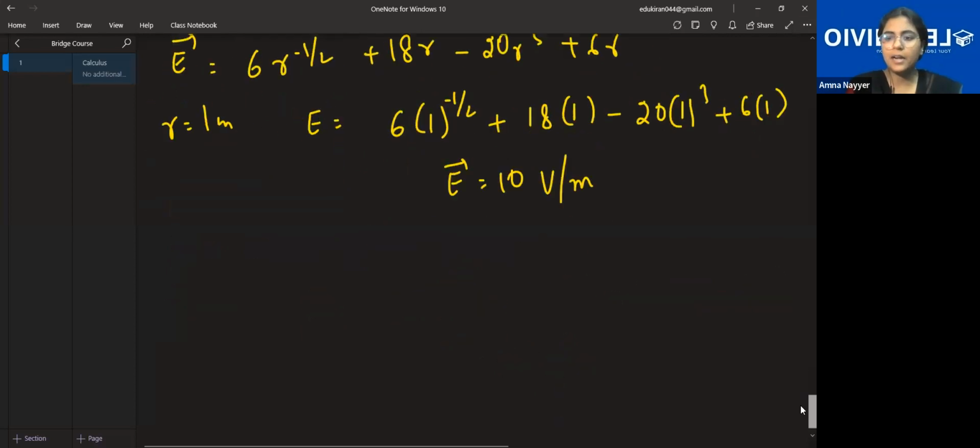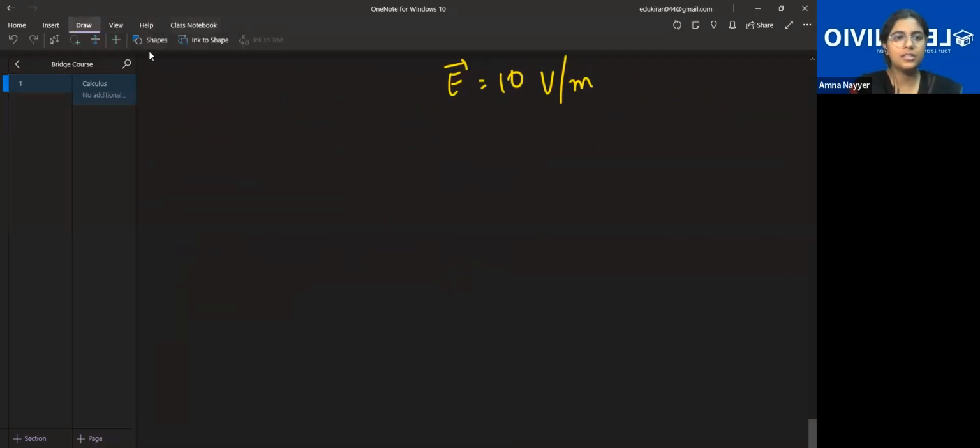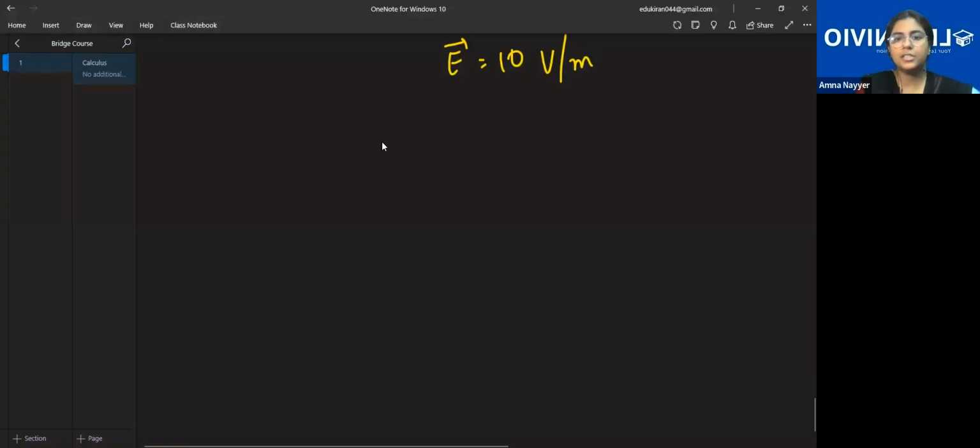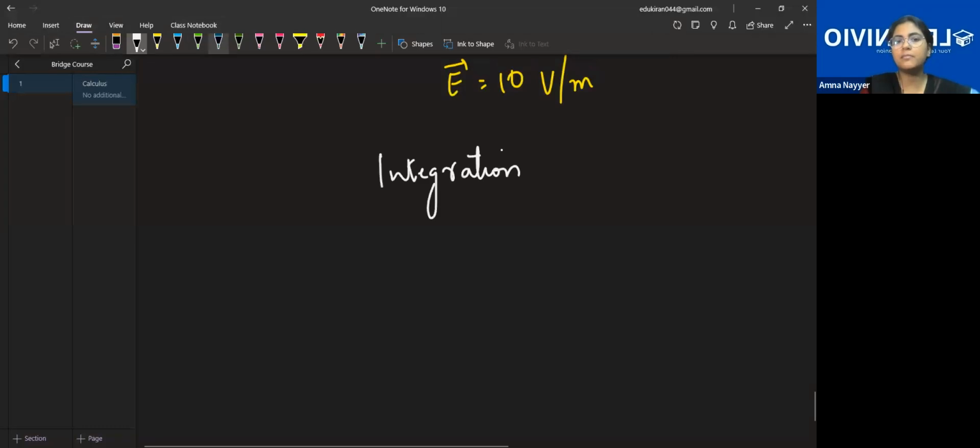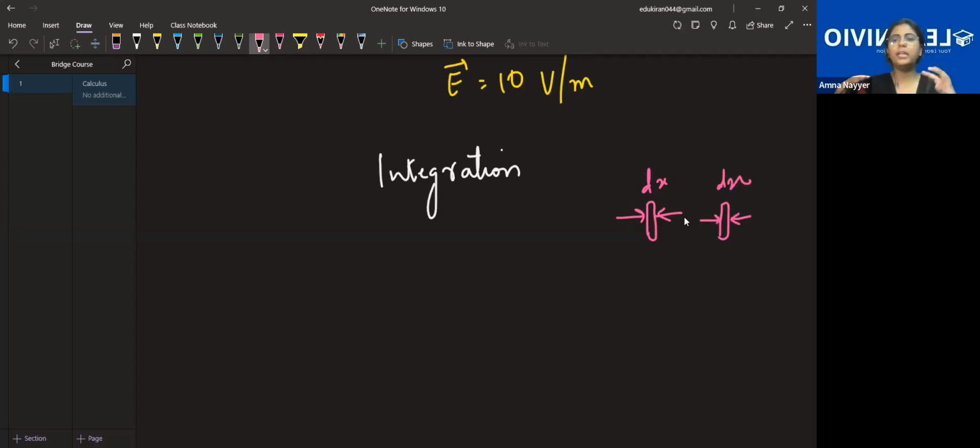Now, let us start with integration. Differentiation is completed. Integration. Now see, I have discussed and told you what is meant by infinitesimally small. If I say a term is infinitesimally small, it means it is very, very small. Then I have one more part of it. This thickness is also very, very small. This is also dx. Likewise, I have so many dx present.